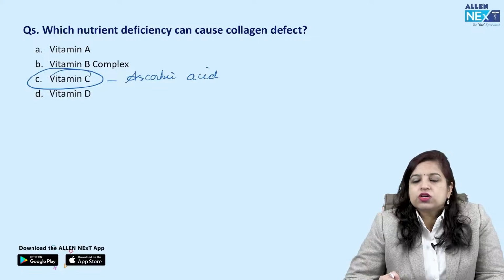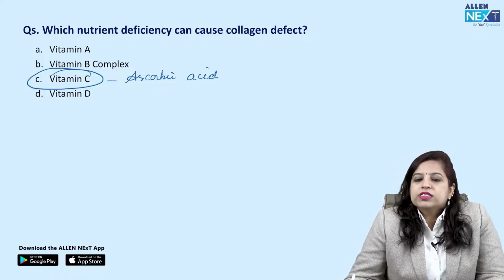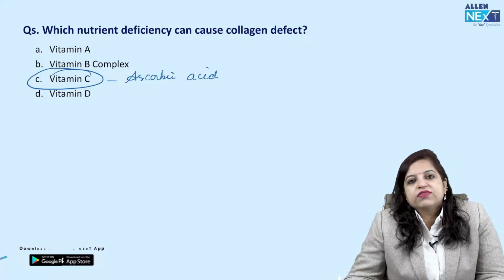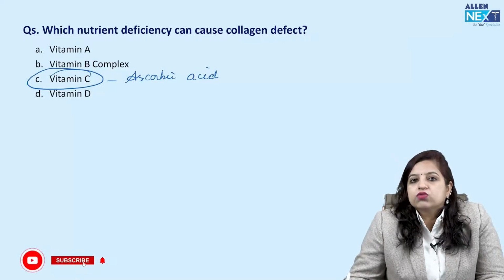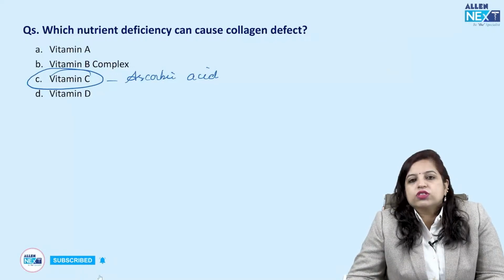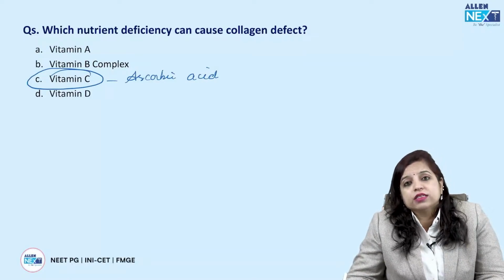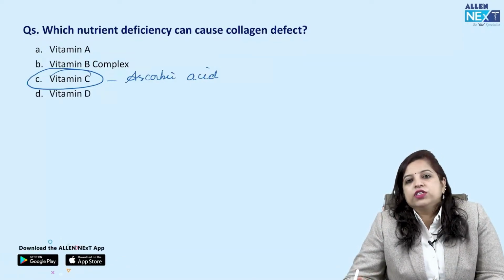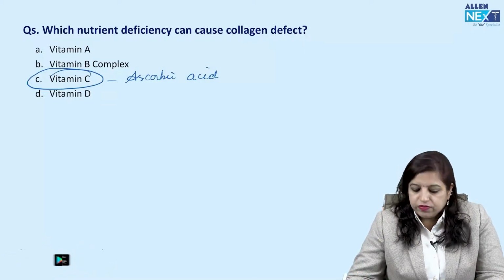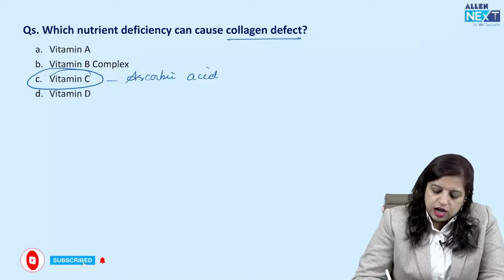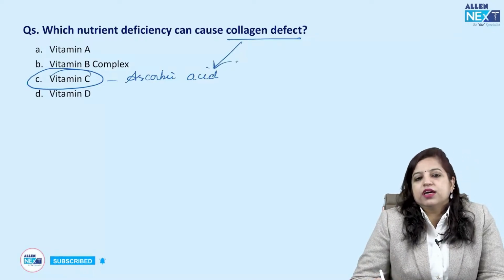If vitamin C is not there, there is instability or defective connective tissue, and that is why what we get to see is subperiosteal hemorrhages, perifollicular hemorrhages, and gum bleeding. So all these features would come with vitamin C deficiency, which we know by the name of scurvy, right? So collagen defect occurs because of vitamin C deficiency.